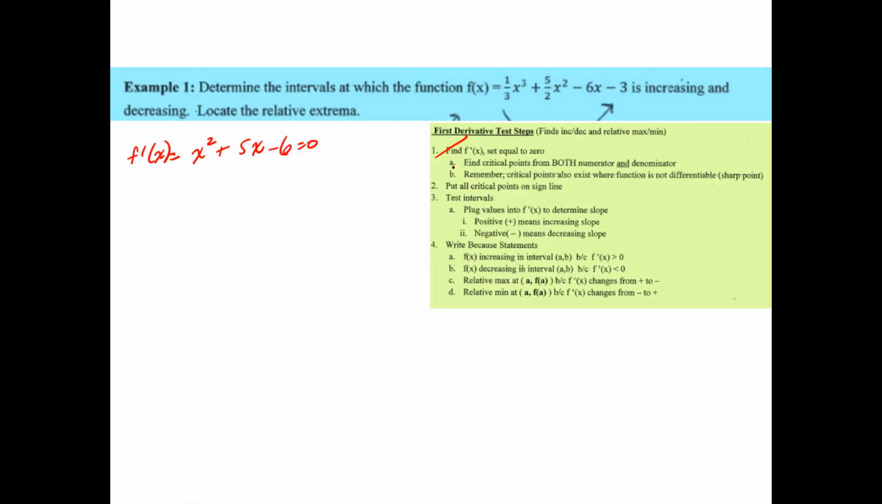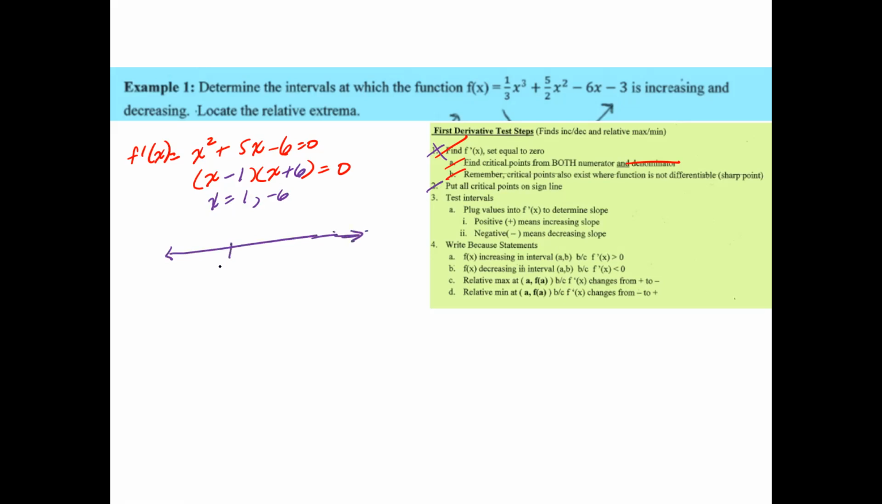And then it says, find the critical points for both the numerator and denominator. Don't need to worry about the denominator because I don't have one. And remember, a critical point also exists where the function is not differentiable. So let's factor this out. Ask yourself, what times what gives you a -6, but when you add it together gives you a positive 5? I would say it is a -1 and a positive 6, because when you add -1 and 6, it gives you 5. And then your critical points are going to be positive 1 and -6. So step 1, done.